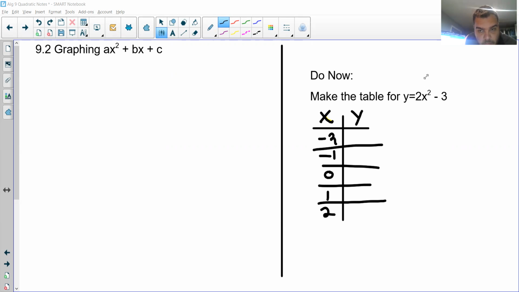Should we graph it? And you don't need a graph. I just need the y values, or just get the y values. We're going to do a lot of graphing today anyway. So. Okay, I'm ready to teach.